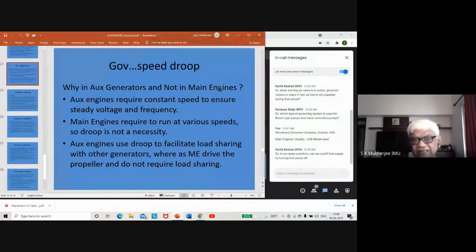Why in auxiliary generators and not in main engines? Auxiliary engines require constant speed to ensure steady voltage and frequency. Main engines require to run at various speeds, so droop is not a necessity. Auxiliary engines also use droop to facilitate load sharing with other generators, whereas main engines drive the propeller and do not require load sharing. Now, in the auxiliary engine, you may have two or three generators.